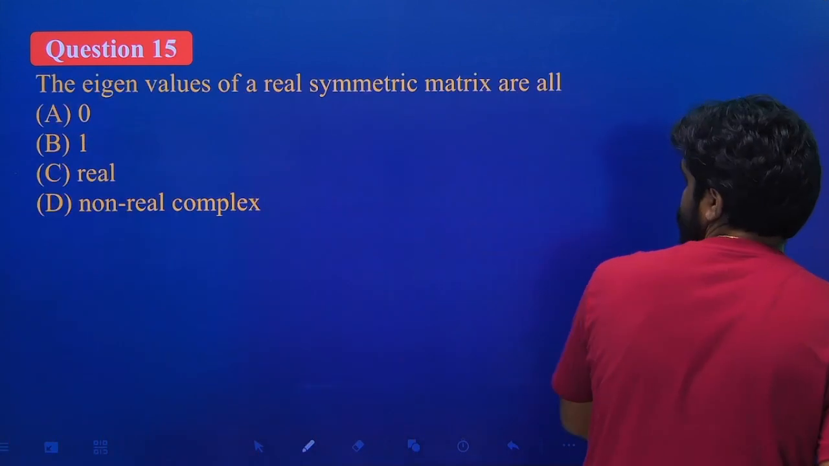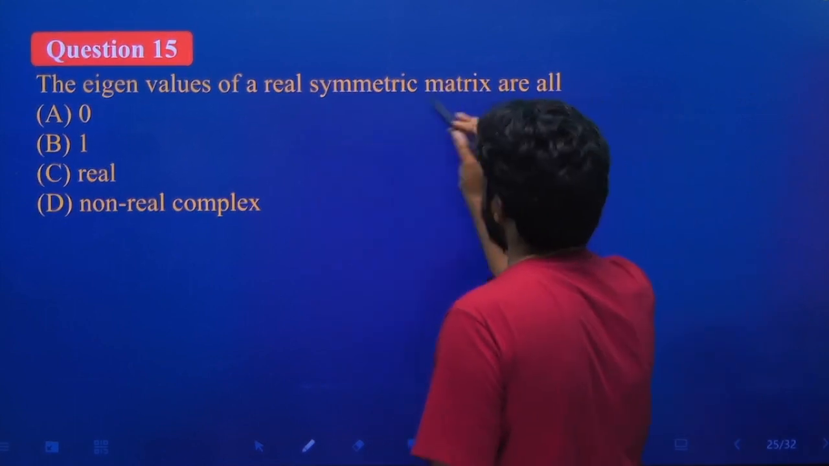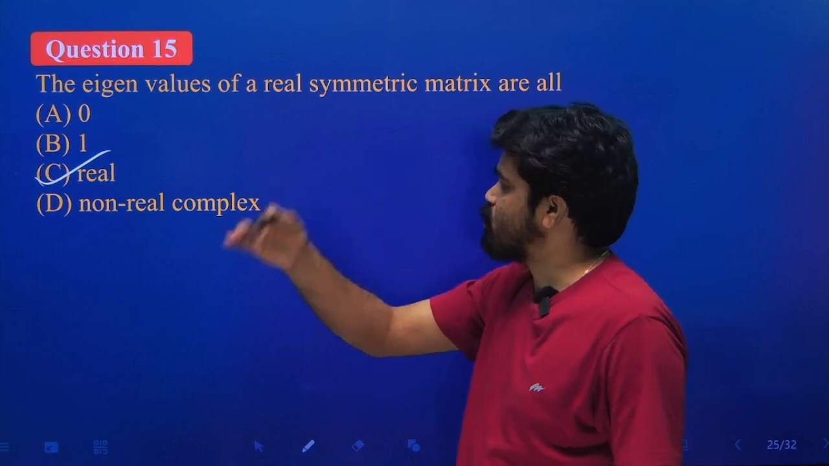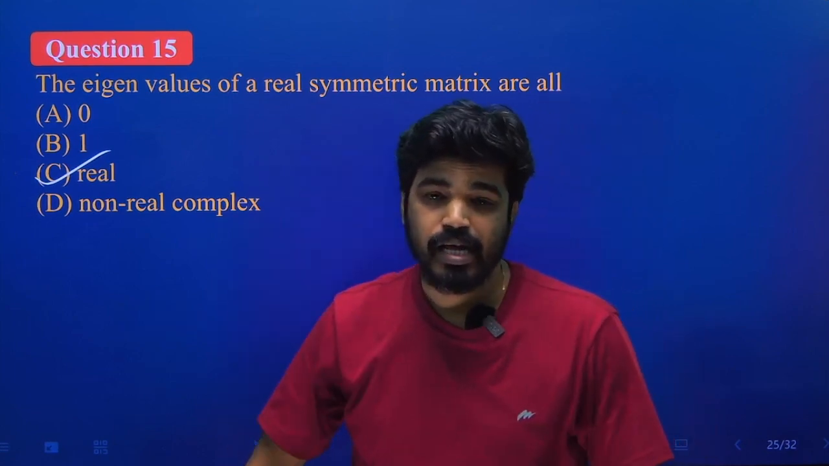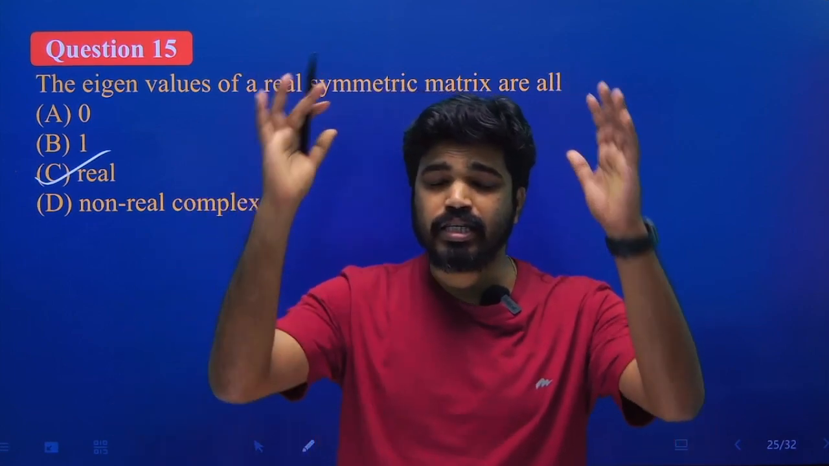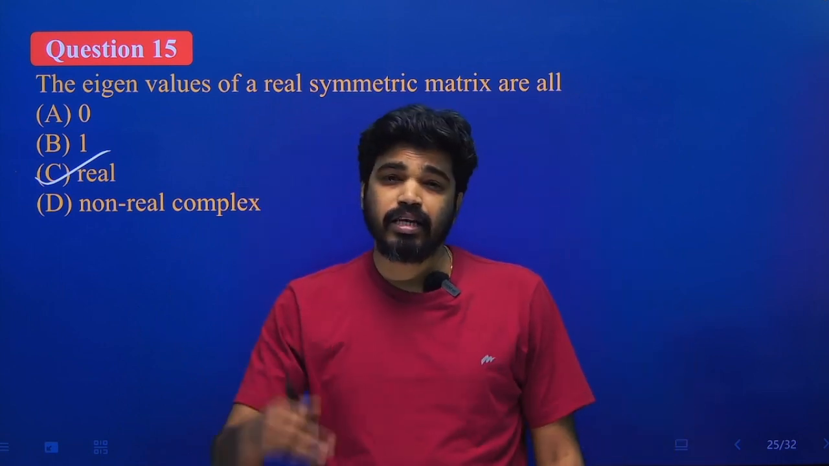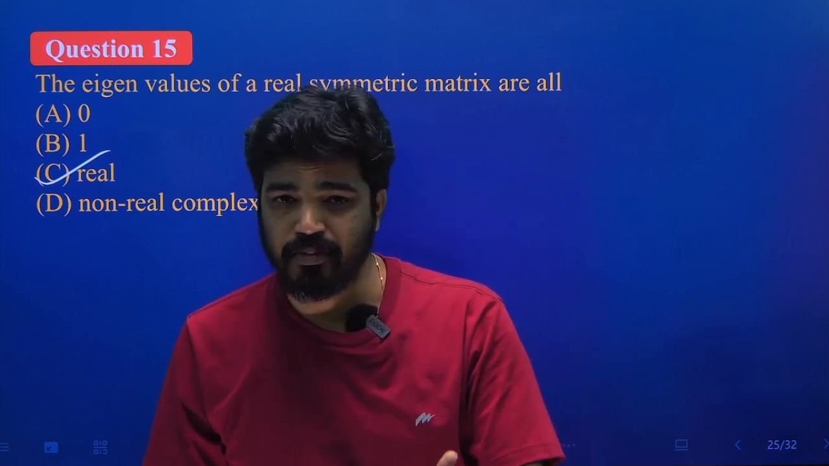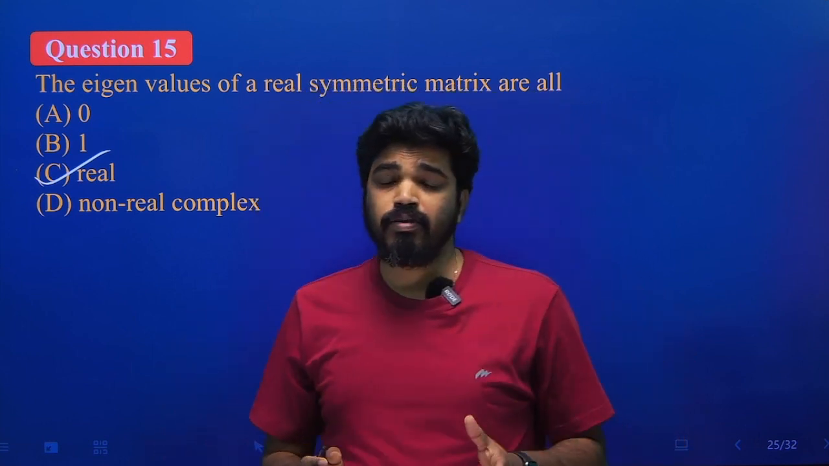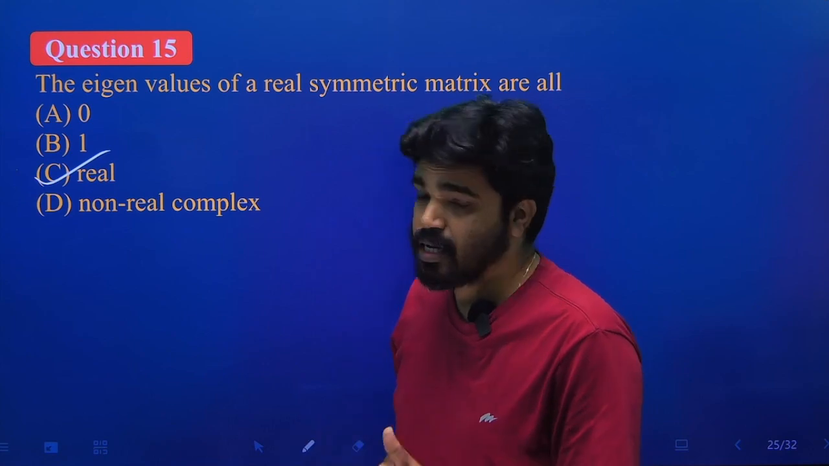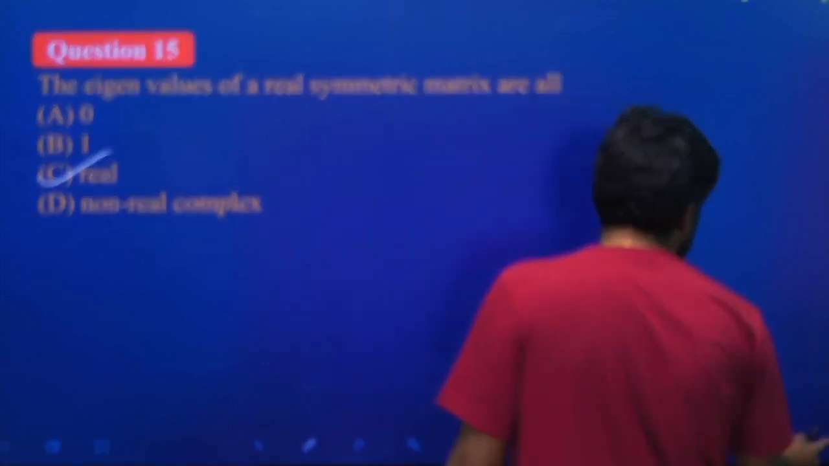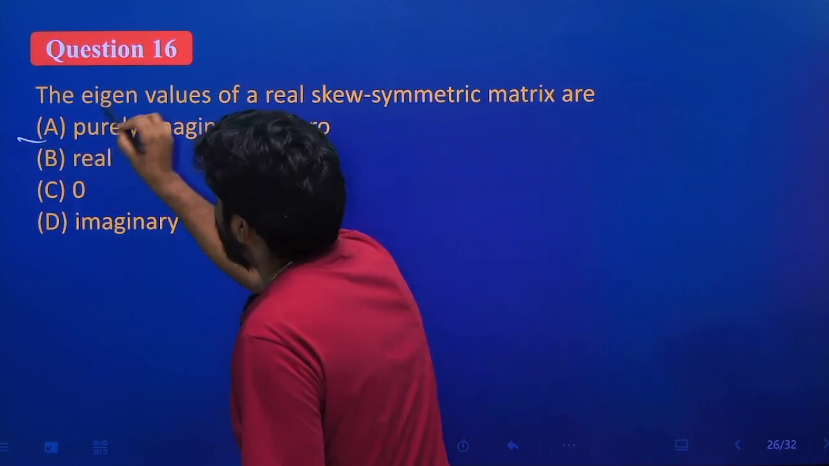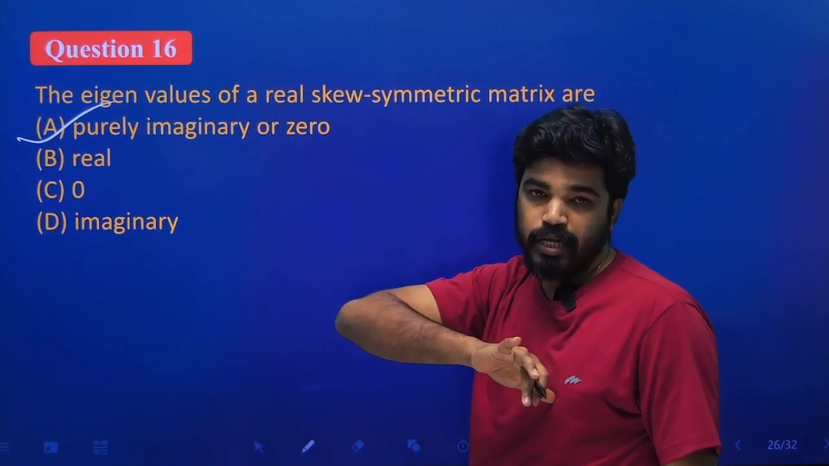Okay. So next, the eigenvalues of a real symmetric matrix are all real. We know this property. The eigenvalues of a real skew symmetric matrix are either 0 or purely imaginary.